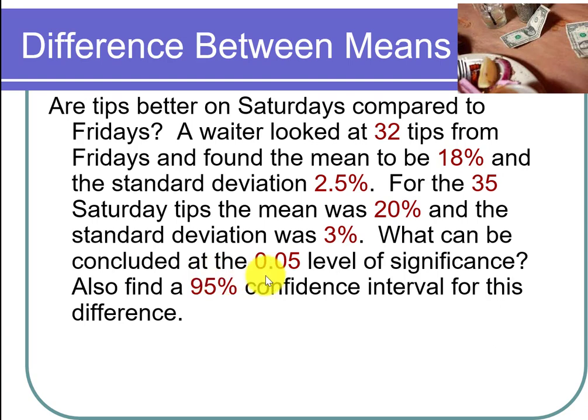What can be concluded at the 0.05 level of significance? Also find a 95% confidence interval for this difference. So as you're used to, we need to start out with the null and alternative hypotheses.